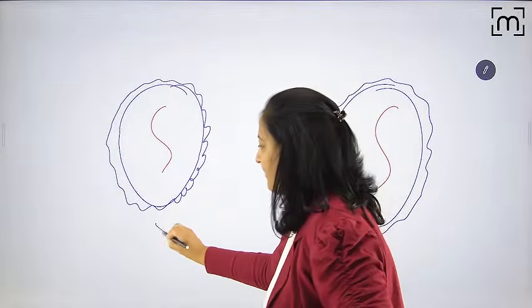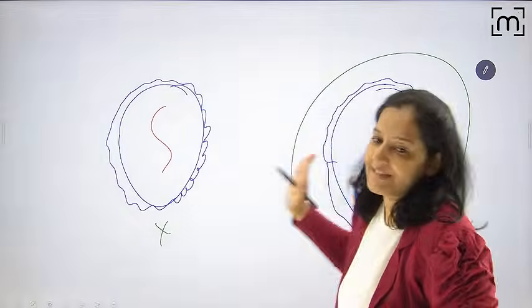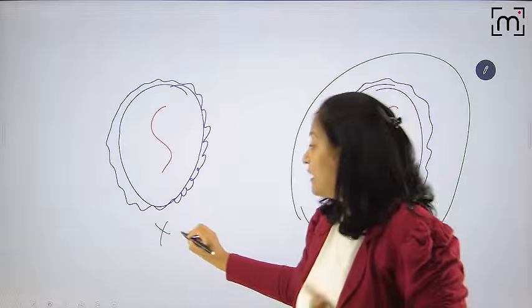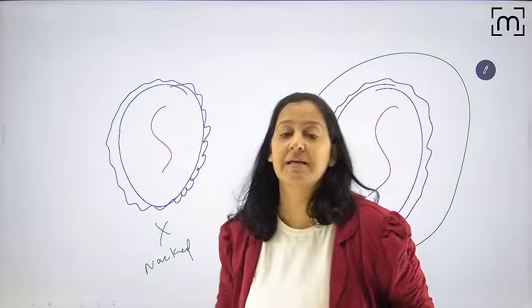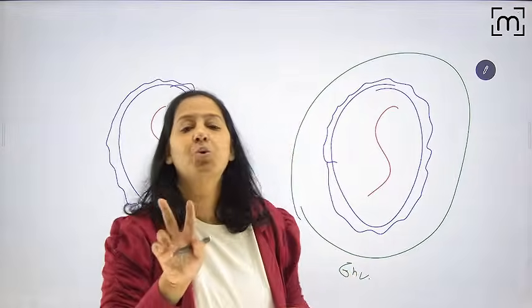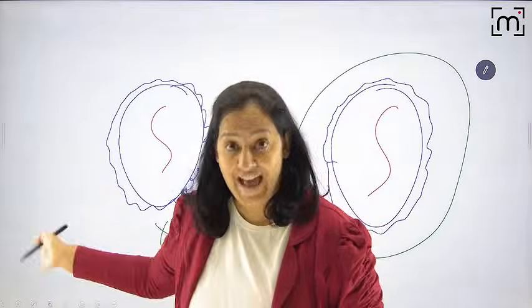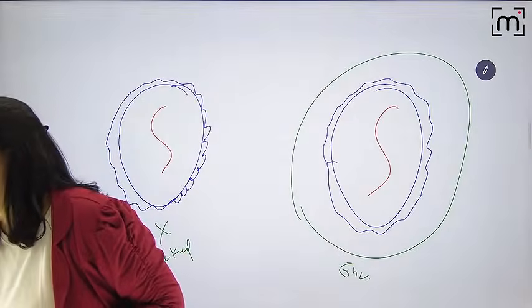This one doesn't have an envelope. This one has an envelope. So some viruses are non-enveloped, some are enveloped. That is the envelope. The non-enveloped viruses are known as naked virus. The viruses which have an envelope are known as enveloped virus. So there are 2 types of virus based on envelope: naked virus and enveloped virus.